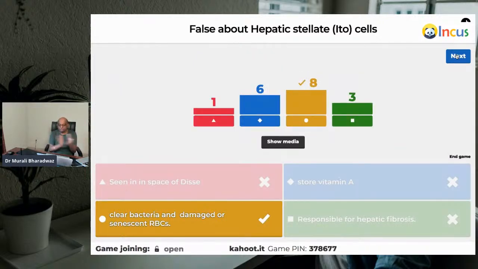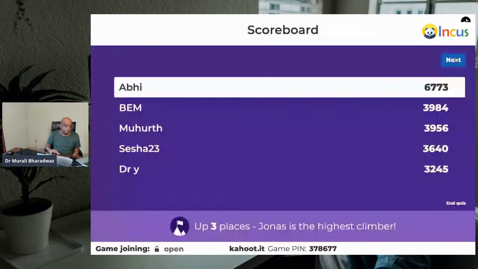Eight of you are absolutely right. To clear the bacteria, to clear the senescent RBCs, that is the function of Kupffer cells, not Ito cells. Ito cells are seen in the space of Disse. Ito cells store vitamin A. Ito cells are responsible for hepatic fibrosis, which you have to emphatically remember.